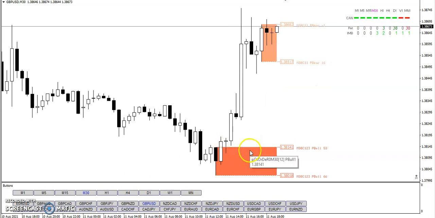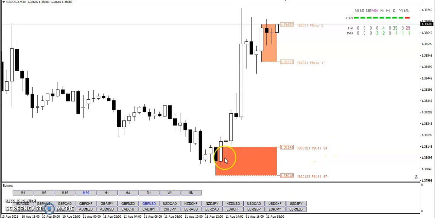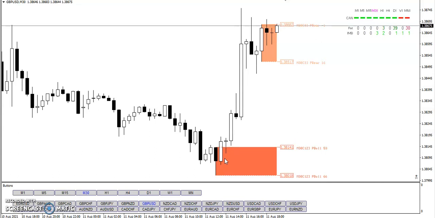So you can see here, I call this a potential bullish order block, and it was. And then right here, we have a potential bearish order block. Now, technically, this isn't an order block, but I call it a potential order block because we just have the bull bear pattern, bear bull pattern.